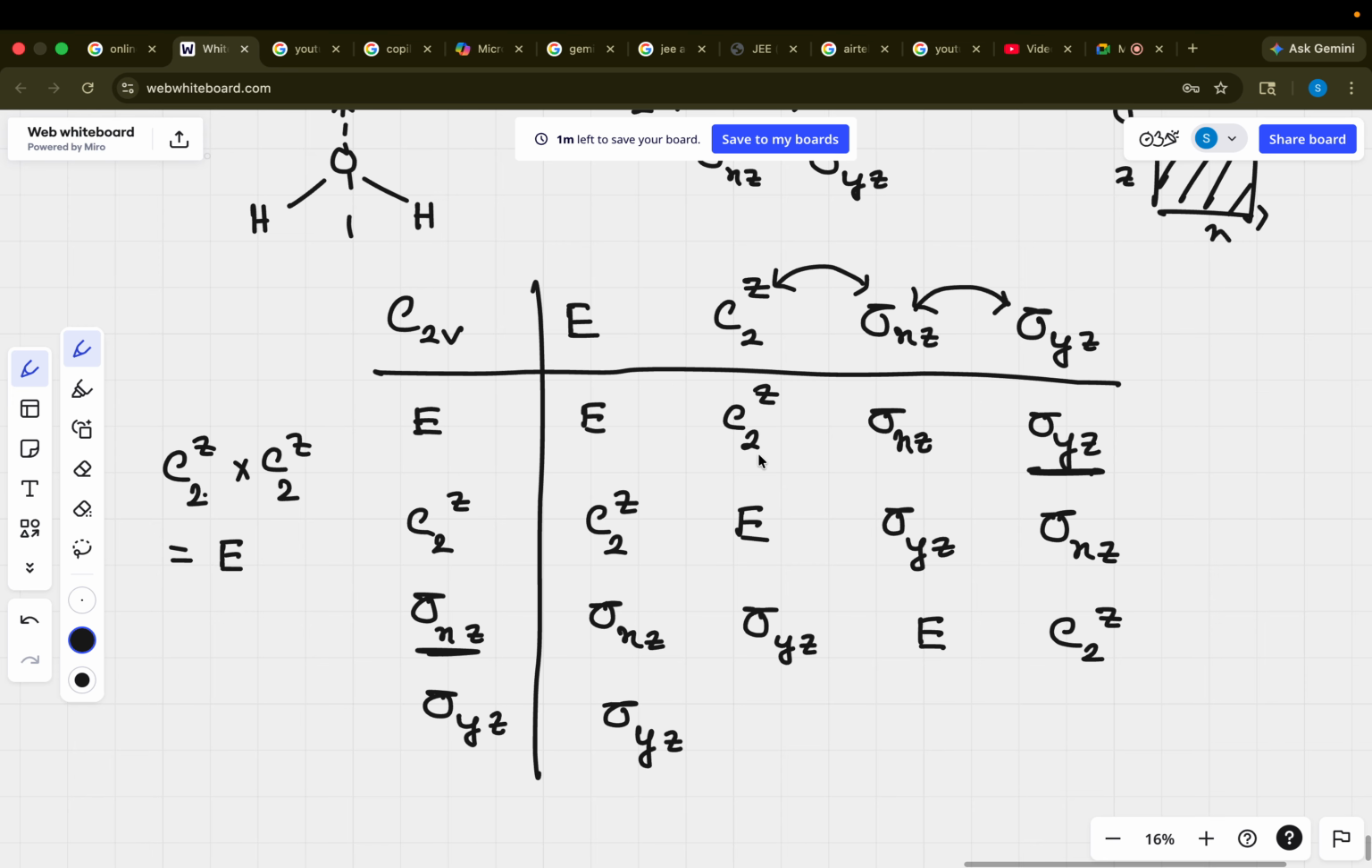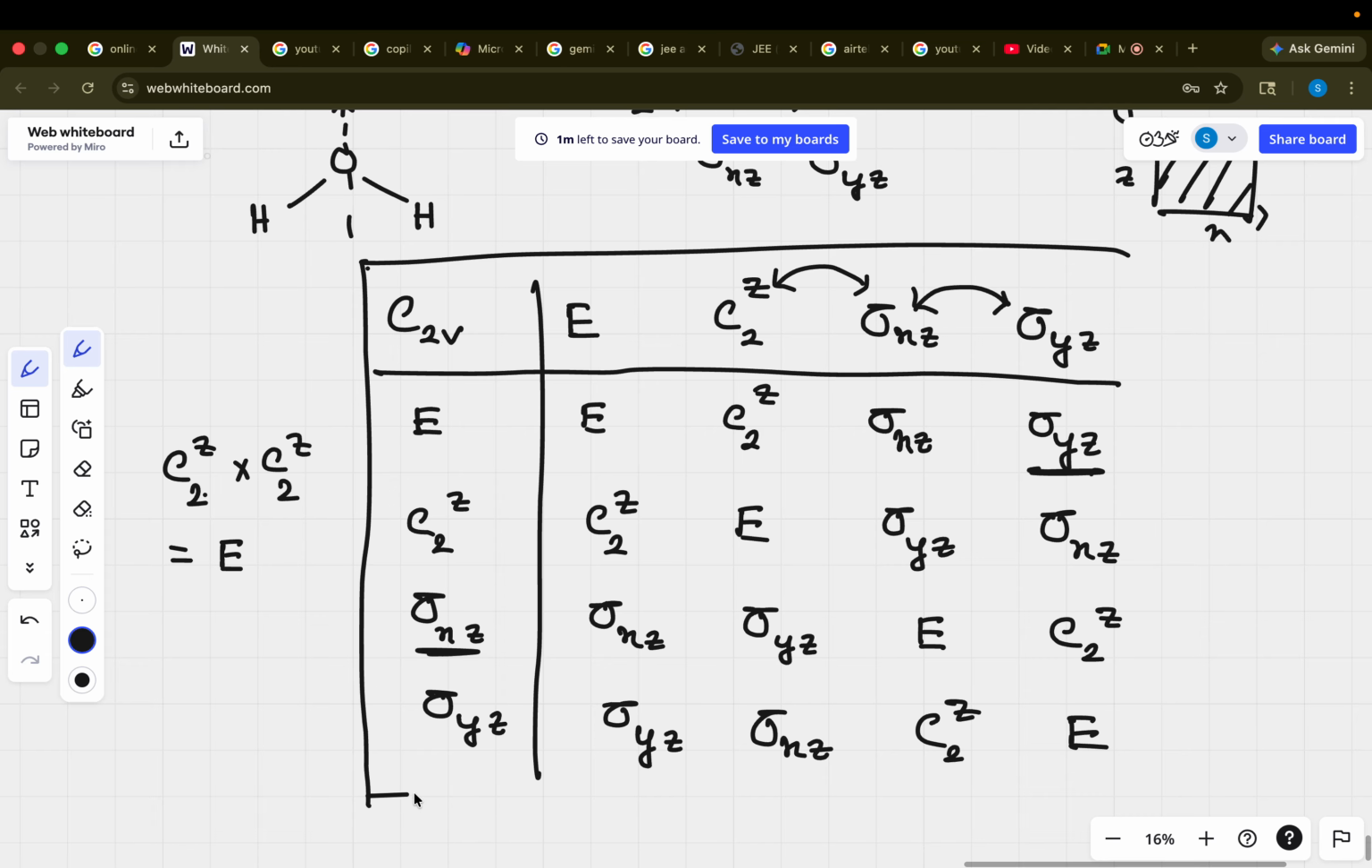In the corner, what are we getting? E. So this is your whole group multiplication table. In that way you can find out the group multiplication table.